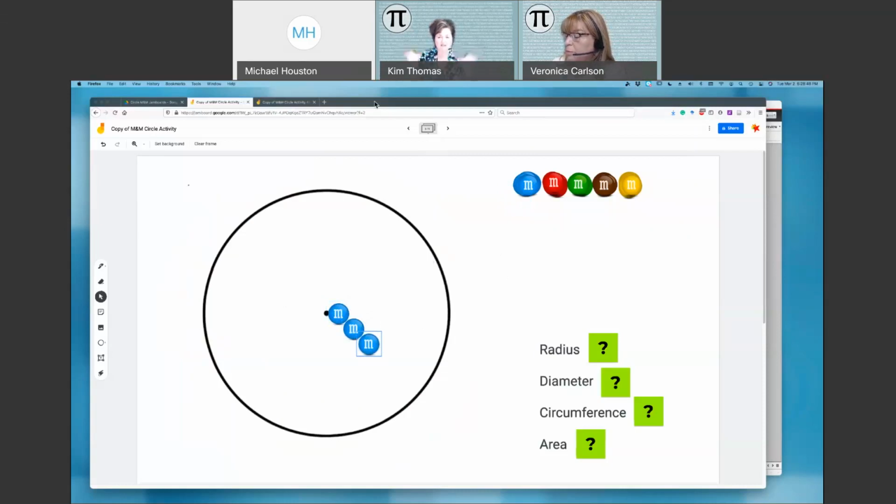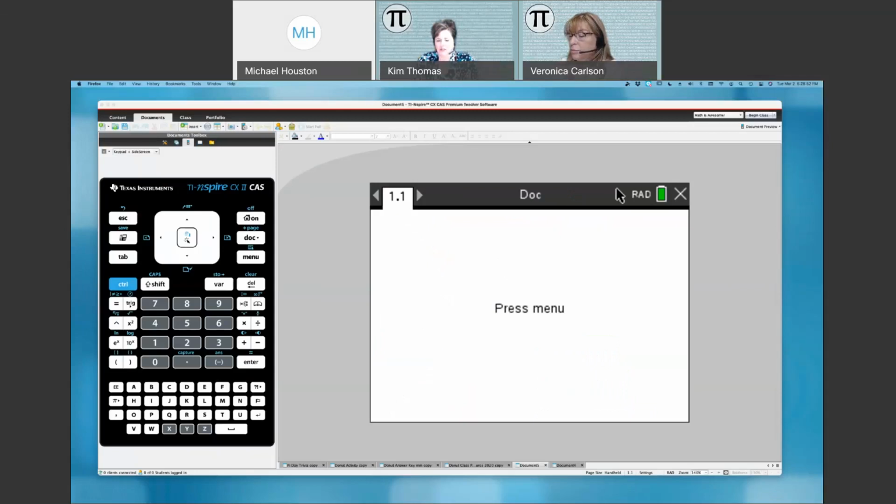So that's the foundation for my students. I want to collect data from my students. I don't want to give them all the data. I'd like them to give me some data. So what we're going to do is we're going to put them in a lesson spreadsheet, just like we did with the TI-84. So here's my Inspire, and I'm using a CAS.